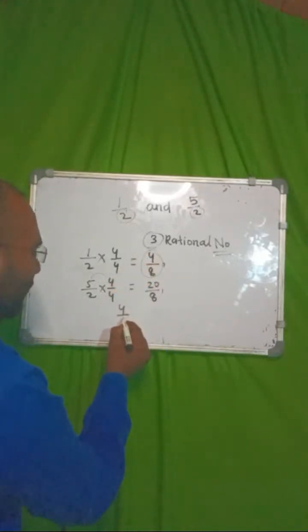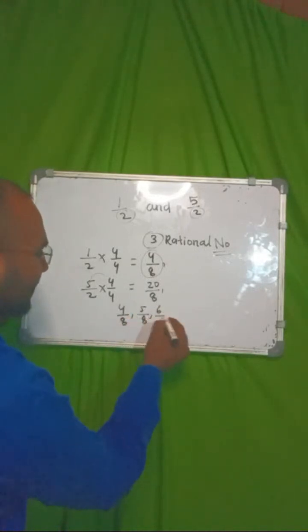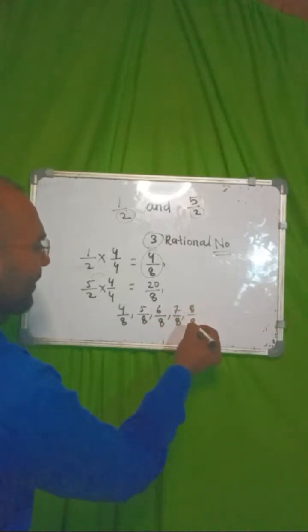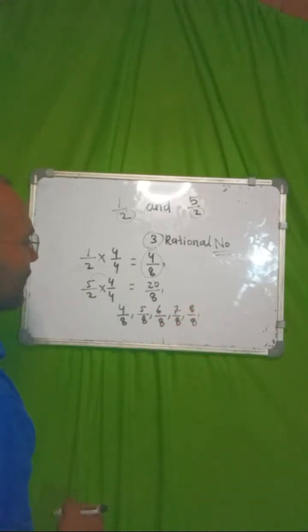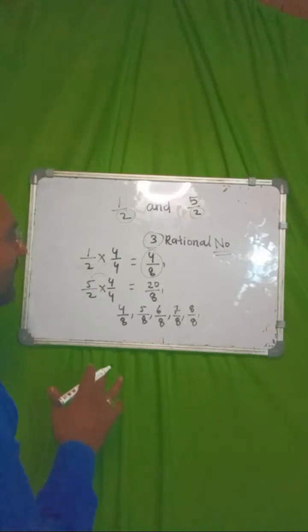So first one will be 4 by 8. Second one will be 5 by 8. Then 6 by 8. Then 7 by 8. Then 8 by 8. Is this clear to everyone, guys?